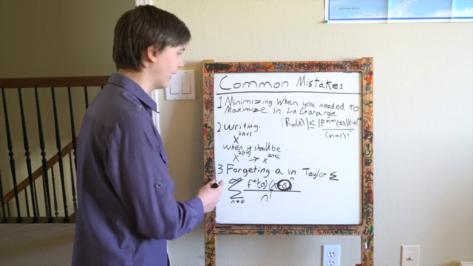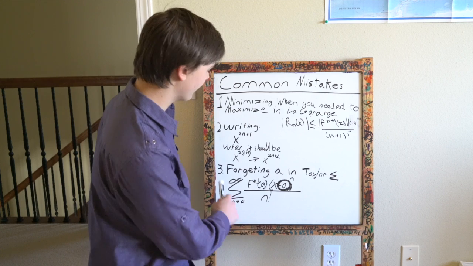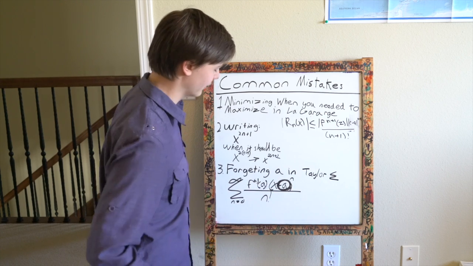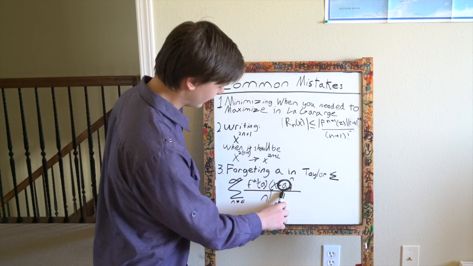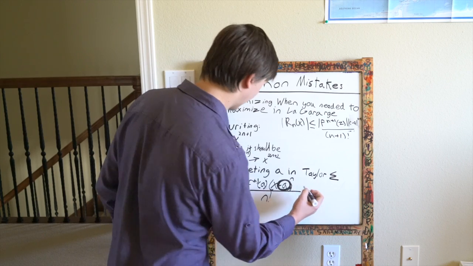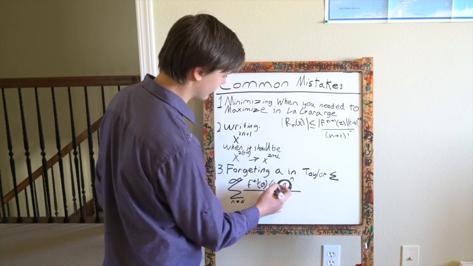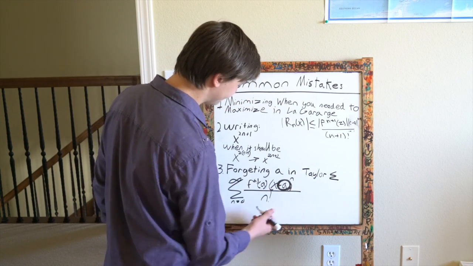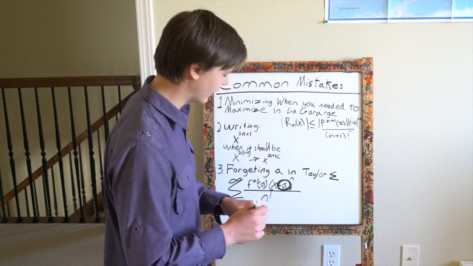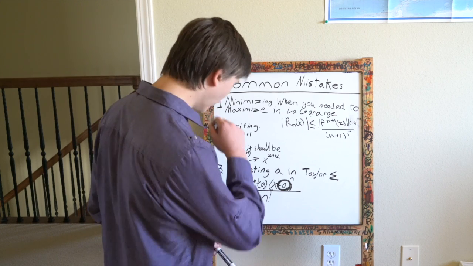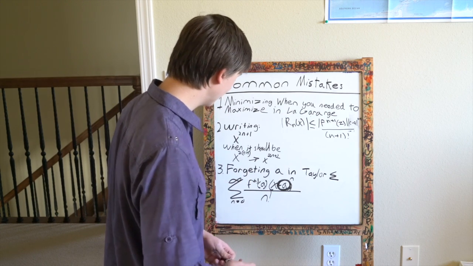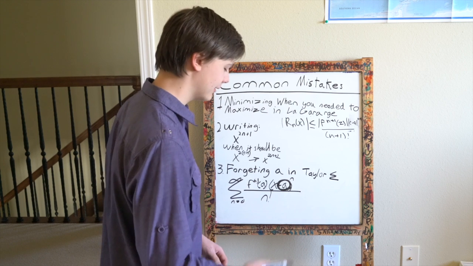And our third and final common mistake is forgetting a in the Taylor series. That would be this a here. Oftentimes people will just write it without the a and just do x to the n, but they'll have a non-zero a. So they got the problem wrong. And those are common mistakes.